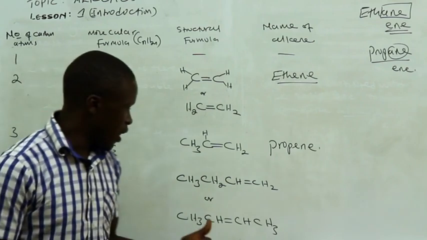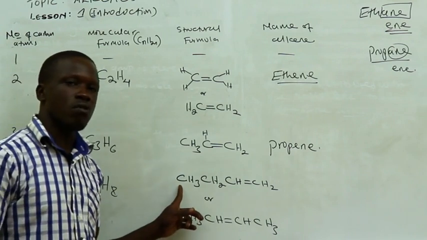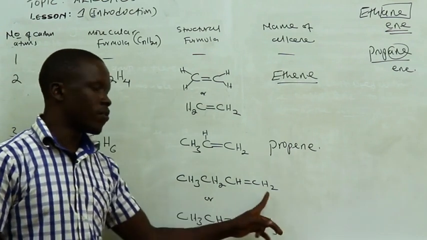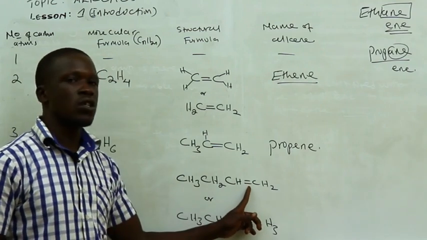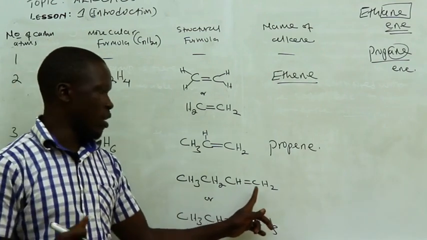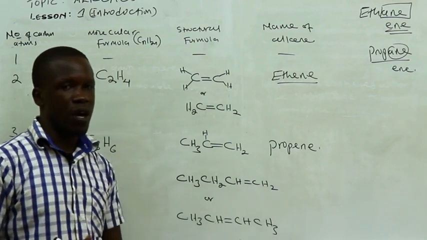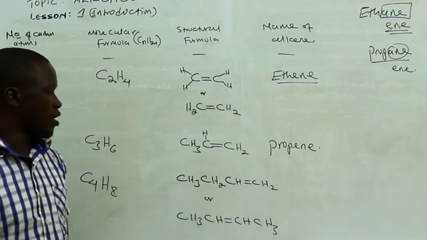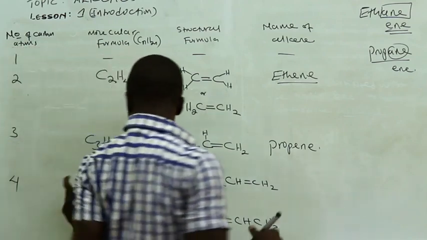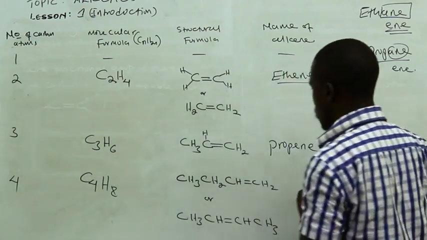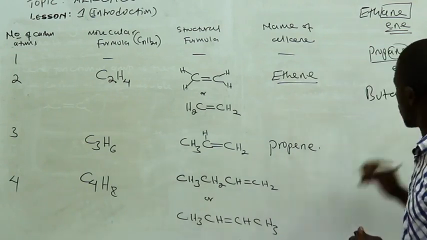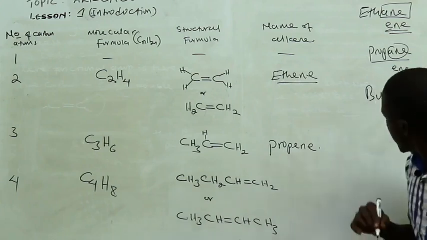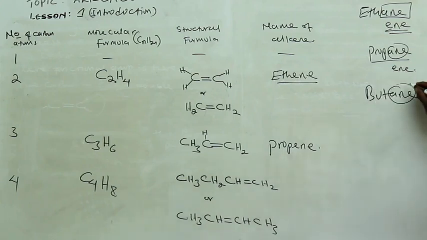So that means I don't number the longest continuous chain from this side. I number from this side. Because when I number from this side, this carbon atom having the double bond is going to be number 3, but someone coming from this side is going to be number 1. So the lowest number is the right name. If it was an alkane, it would be called butane. So we are going to remove letters ANE and put letters ENE.